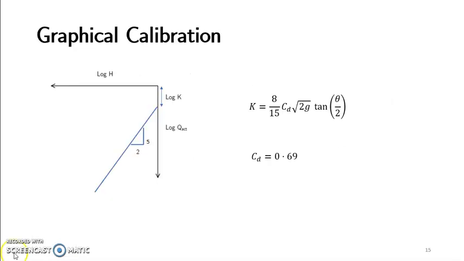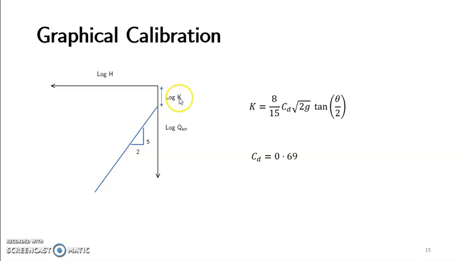Once we get all the values, we can represent them graphically, where on the x-axis we represent log H, and on the y-axis we represent log Q actual. All the values are drawn in this graph, and a best fit line is drawn in such a way that it has a slope of 5 by 2, that is 2.5, and where this line meets the y-axis is nothing but my log k.